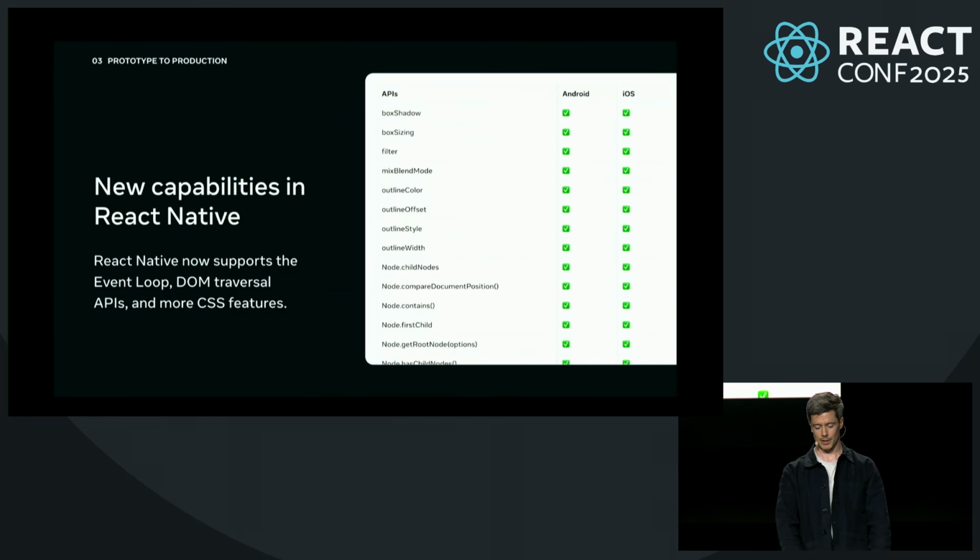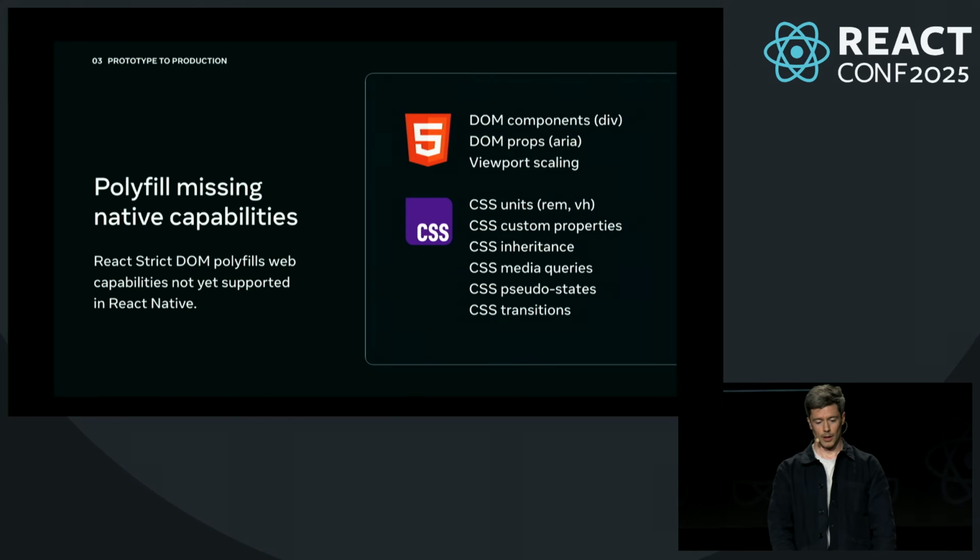We're also experimenting with native versions of web APIs like Mutation Observer and Intersection Observer. All of this lets us reproduce web components on native more accurately than ever. But React Native doesn't support everything we need just yet.